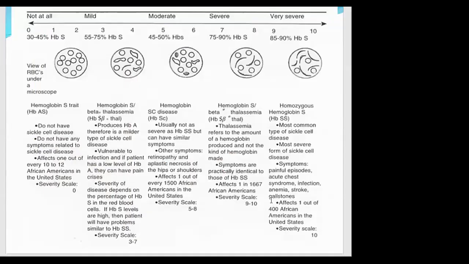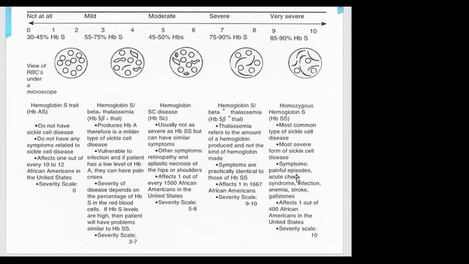So here we just have a severity scale. The severity scale is based on the number of sickle cells in the body. Basically, the more sickle cells or the more sickle hemoglobin you have in your body, the more severe your disease. So here is homozygous hemoglobin S. This is hemoglobin SS. Right here on the severity scale, this is the most severe form of sickle cell disease. So they have way more sickle cells and less normal or less fetal hemoglobin than the other ones. So this is the one we're going to talk about here.